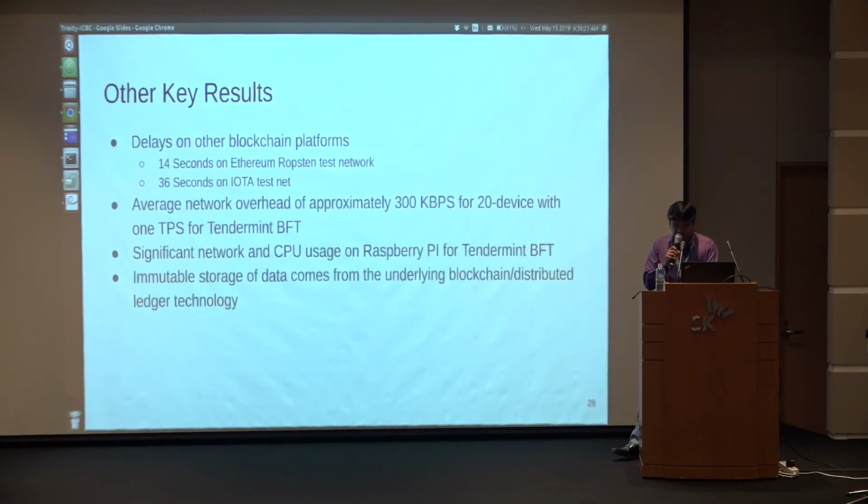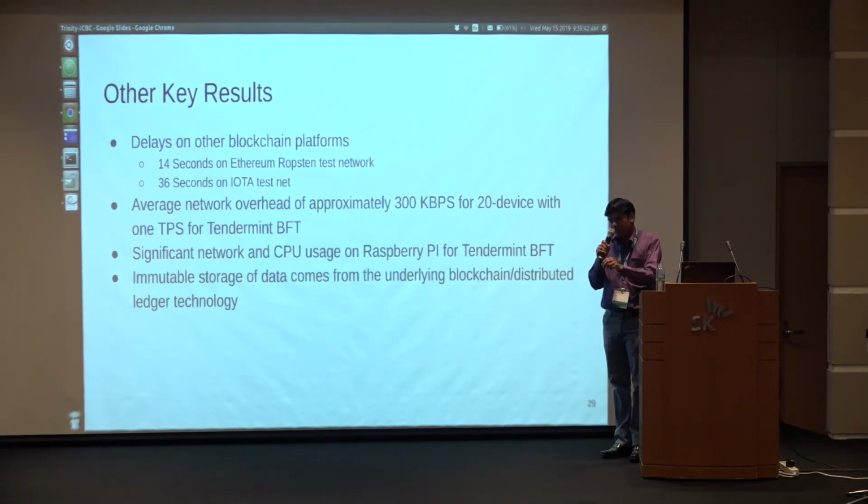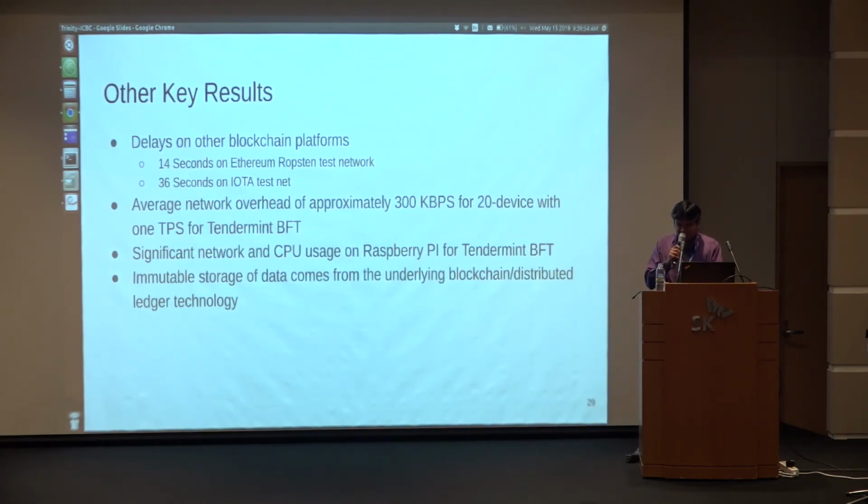Some of the other key results: if you use this with other blockchain platforms, the end-to-end delay is a function of how the consensus is achieved on those platforms. It also introduces significant overhead if you're doing consensus, because each message that gets sent to the broker has to be relayed to all the consensus nodes in the system. Therefore, the higher the number of validators in your network, the higher the network overhead. We also noticed some significant network and CPU usage.